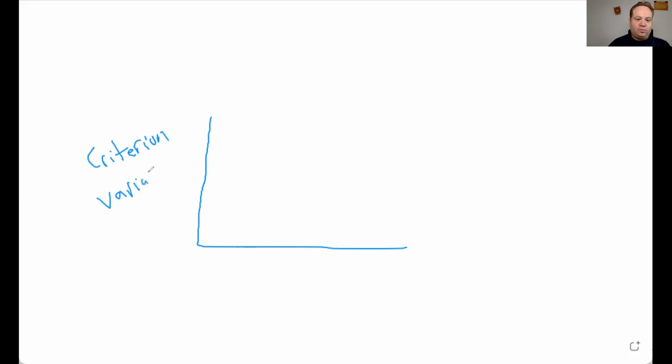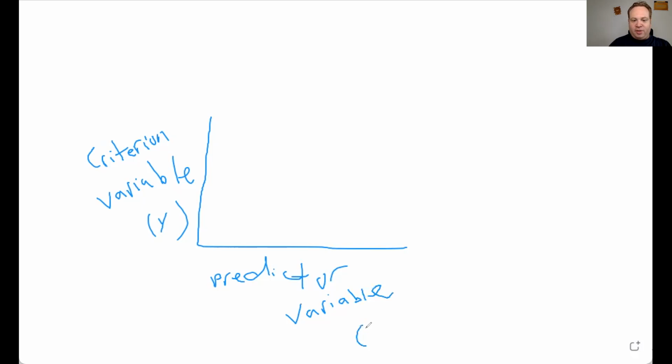Then, that's of course going to be y, okay? Then we're going to have our predictor variable, which is x. So x is going to predict y. Predictor variable. Bear with me, I'm writing with the mouse. And that is going to be our x, okay?